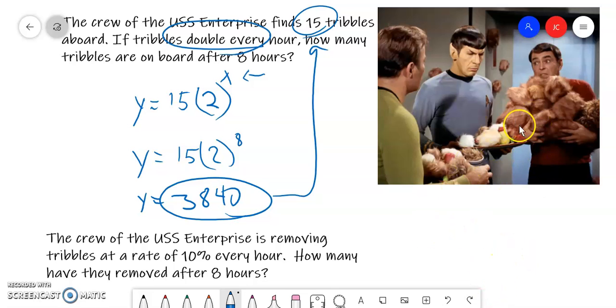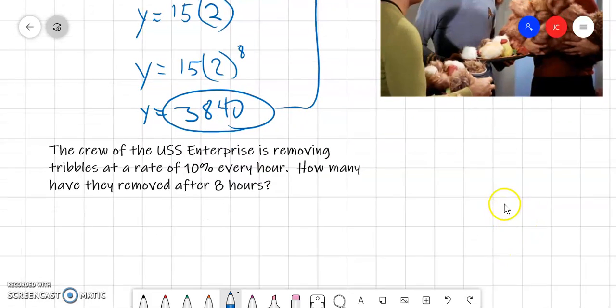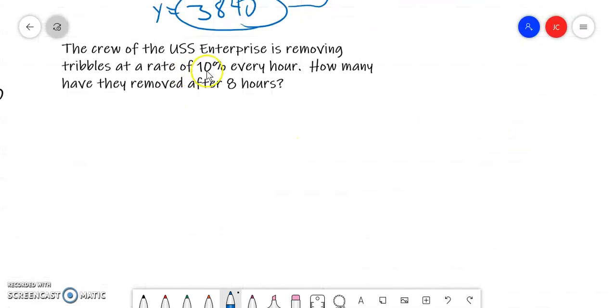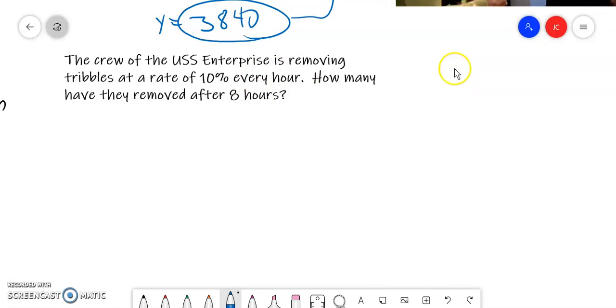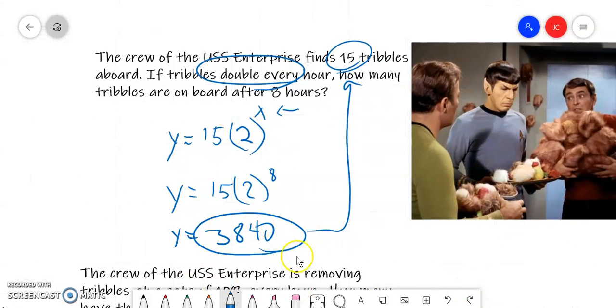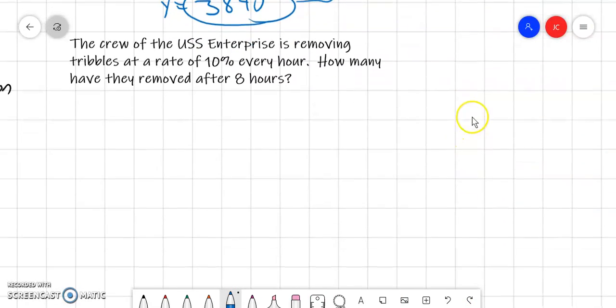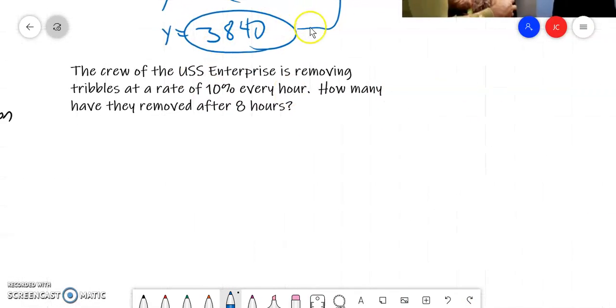Okay, so now the crew is overwhelmed with the population of the tribbles, and they really need to start getting rid of these things. So this was a growth equation. We actually want to come up with a decay equation so we can get rid of them and figure out when these things will essentially be gone. The scenario is the crew of the Enterprise is removing these things at a rate of 10% every hour. So how many have they gotten rid of after 8 hours?